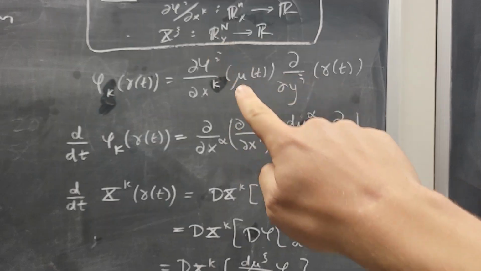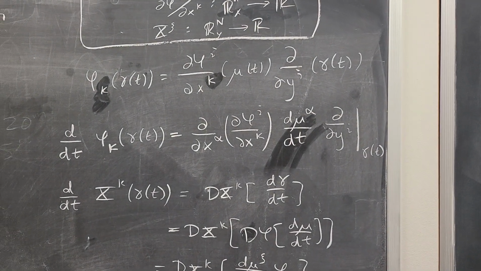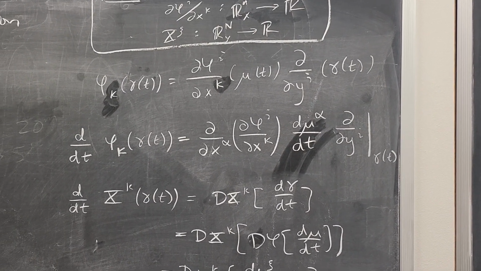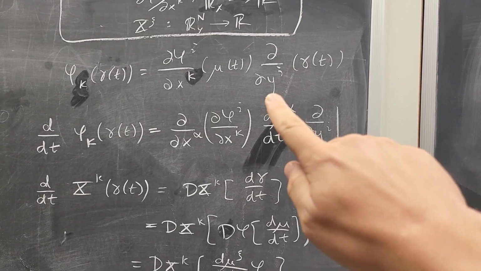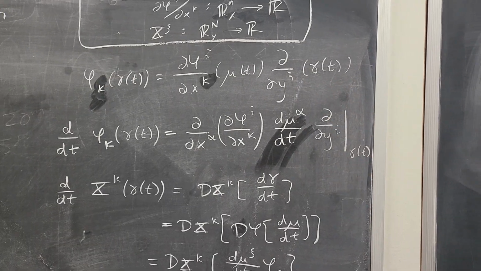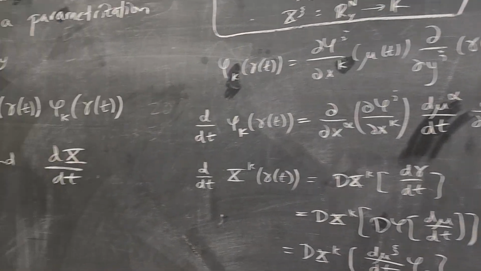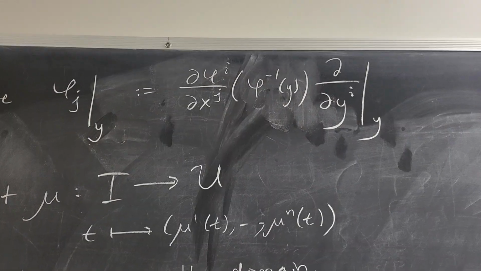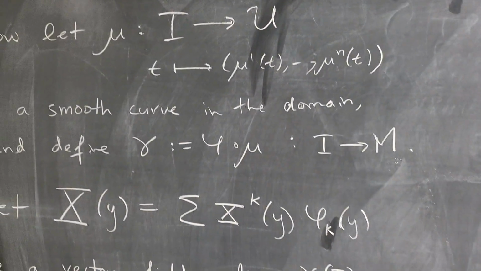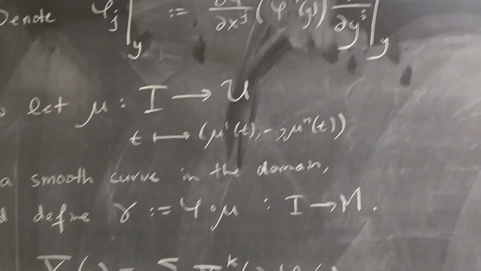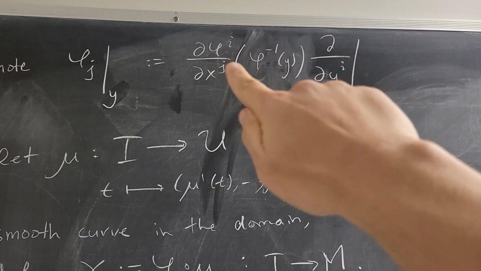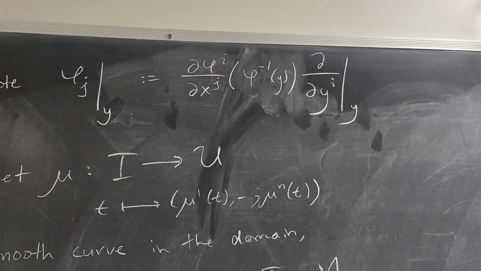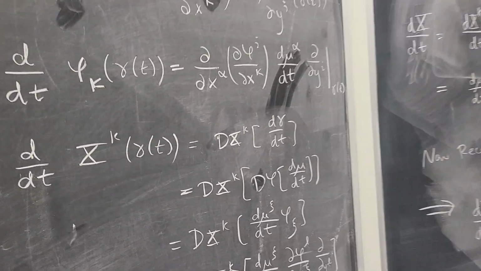Remember that the components are evaluated in the domain, and so the components of this var phi sub k are going to be evaluated at mu of t, which is actually nice. That's a simplification. And then the basis vectors partial over partial yi are evaluated at gamma of t. This first expression just follows immediately. If we go back to our definition of the basis vectors for the tangent space, when you plug in gamma of t for y here, remember gamma of t is var phi composed with mu, the var phi inverse will cancel with the var phi, and we're just left with mu of t evaluated in our components. So that's the first expression here.